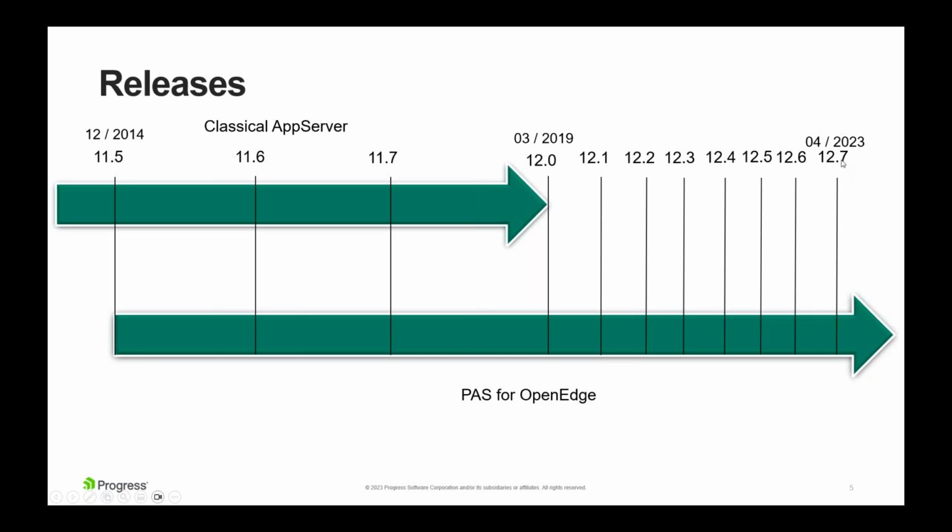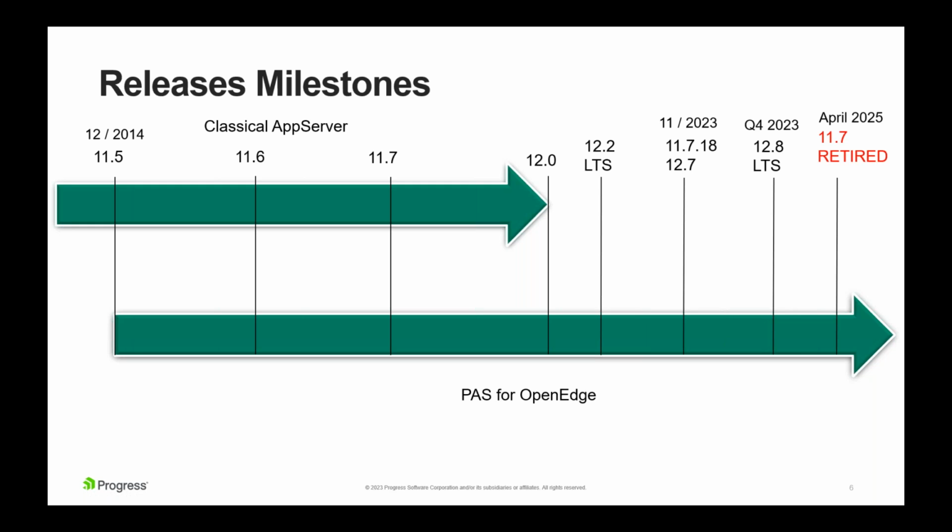For now, we are at version 12.7, which is not an LTS version. So starting with 12, you should consider using PASOE. Another milestone: I mentioned 12.0, and we are currently on the 12.2 LTS version. We are planning to release the 12.8 LTS version in Q4 2023, so soon. In April 2025, 11.7 will be retired. So we still have some time to play with 11.7, but consider starting to look at 12.